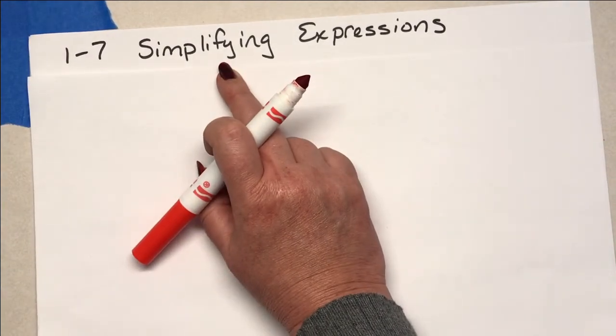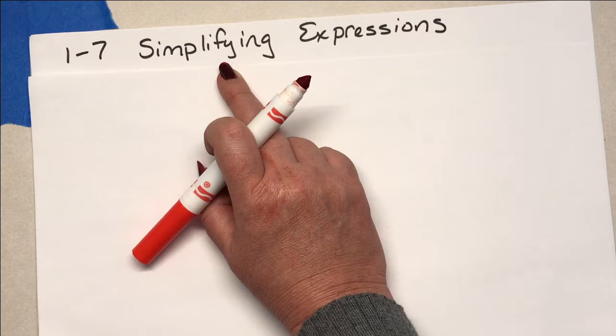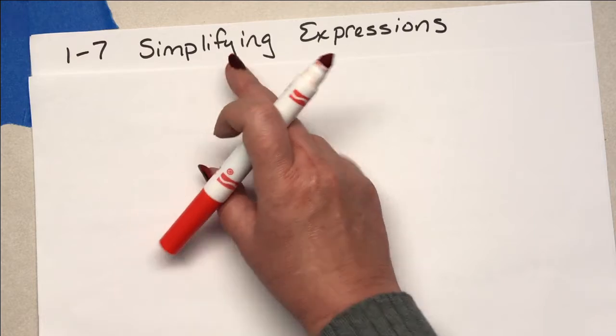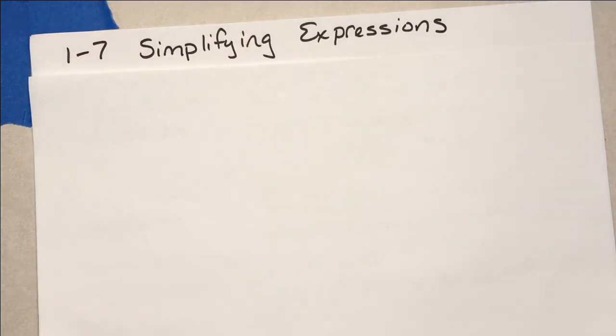Welcome to Chapter 1, Section 7. This is on simplifying expressions. Remember, simplifying means there's no equal sign in the problem. It gives you a bunch of numbers and occasionally letters, and it asks you to combine the numbers as much as you can with like terms.